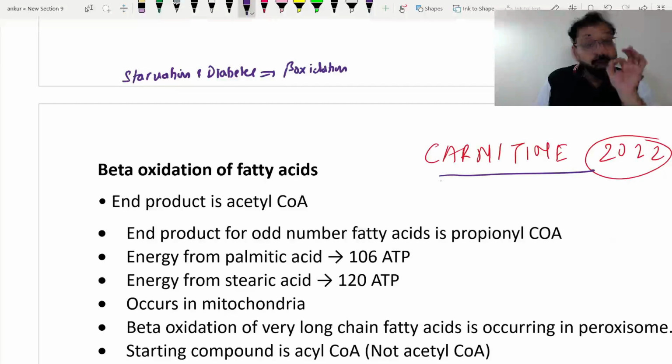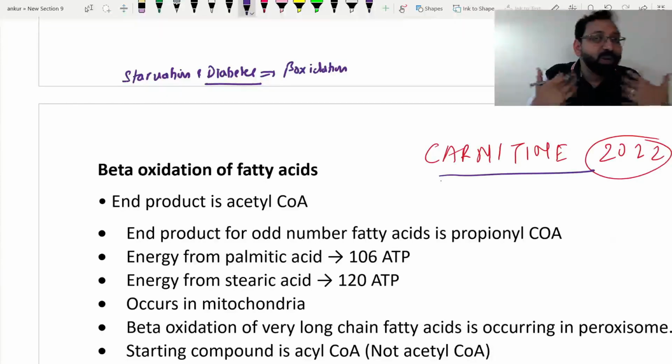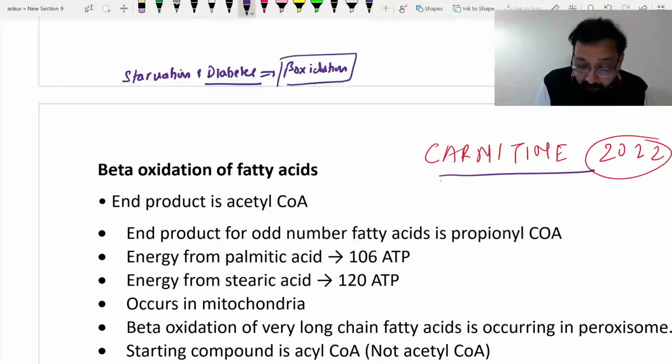You will remember, in starvation there is no glucose to produce energy. The cell will utilize fatty acid to produce energy, by beta oxidation of fatty acid. In diabetes, blood glucose is high but will not enter the cell. The cell will think there is no glucose. In fact, there is no glucose at the level of the cell. The cell will utilize fatty acid to produce energy by beta oxidation of fatty acid. So beta oxidation occurs in starvation and diabetes.